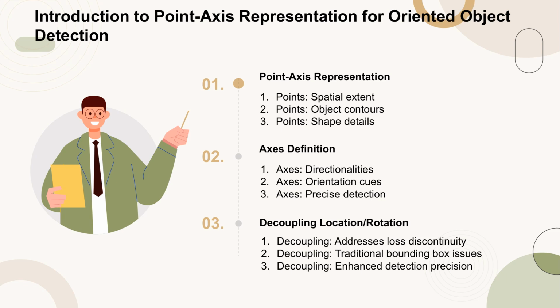This representation is composed of two main components, points and axes. Points are used to delineate the spatial extent and contours of objects, providing detailed descriptions of their shapes. Axes, on the other hand, define the primary directionalities of objects, offering essential orientation cues that are crucial for precise detection. A significant advantage of this representation is its ability to decouple location and rotation, which addresses the loss discontinuity issues commonly found in traditional bounding box-based approaches. This decoupling enhances the precision of object detection, making the point axis representation a powerful tool for aerial image analysis.